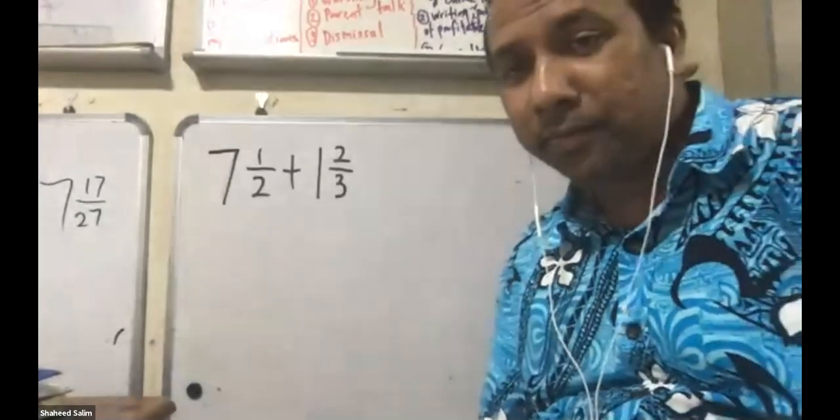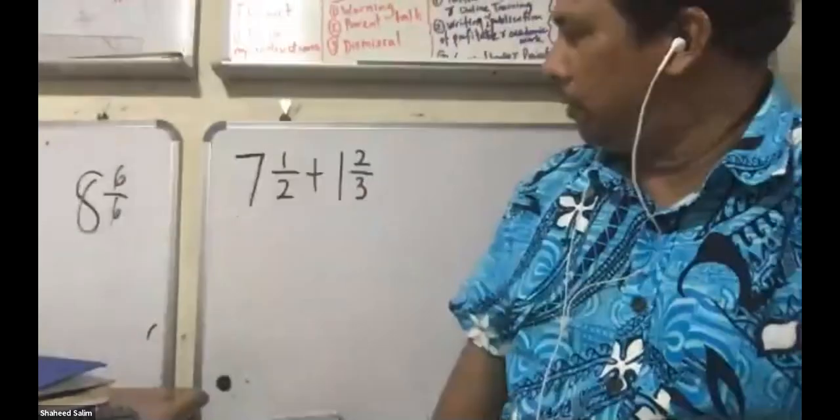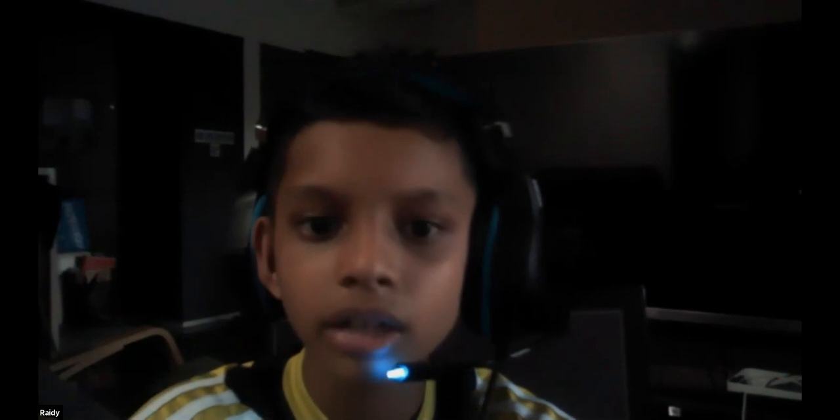Answer 8. 1 out of 1. Hold on, 8 whole, 6 out of 6? 6 out of 6 is 1 whole. My answer is 8. I got 8, 1 whole, 8.